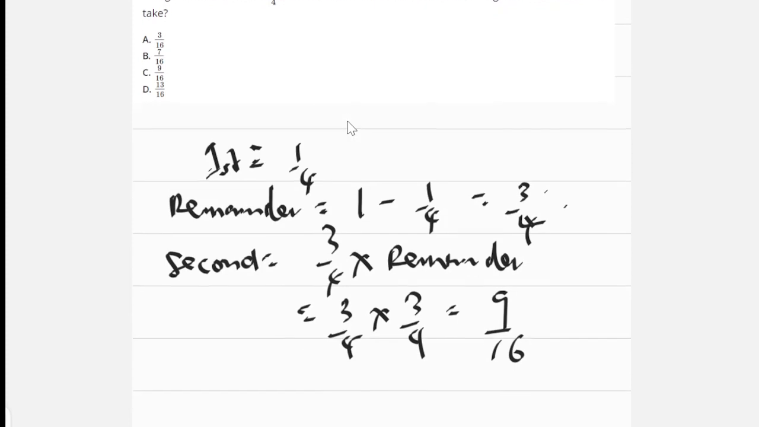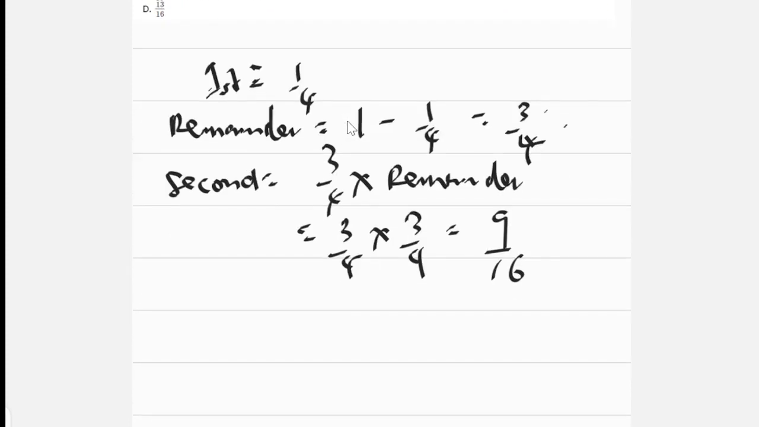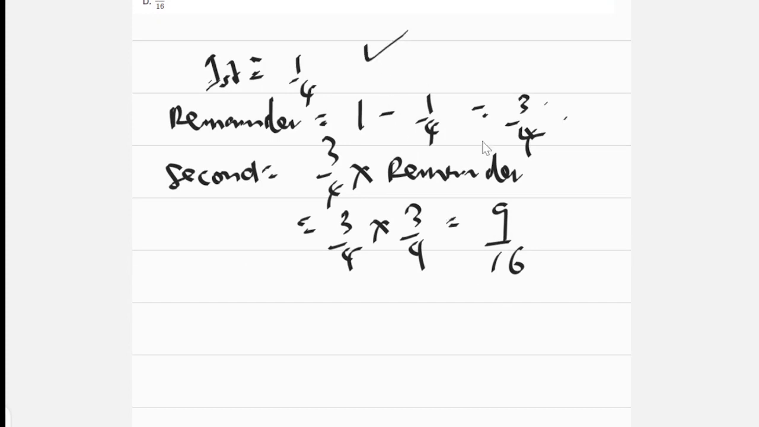So the question asks us to find what fraction of the mangoes the third child took. This is the first share. This is the second share. How do we know the third share? We know the fraction of the whole is 1. Then the third will now be what?